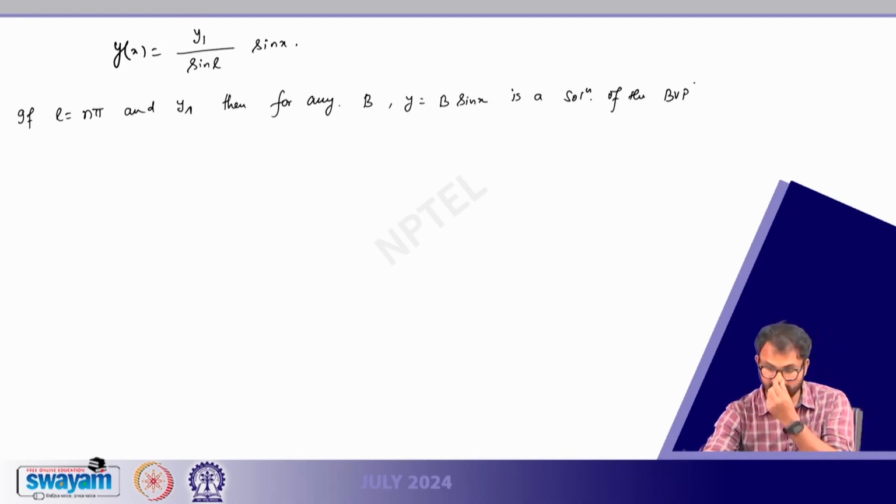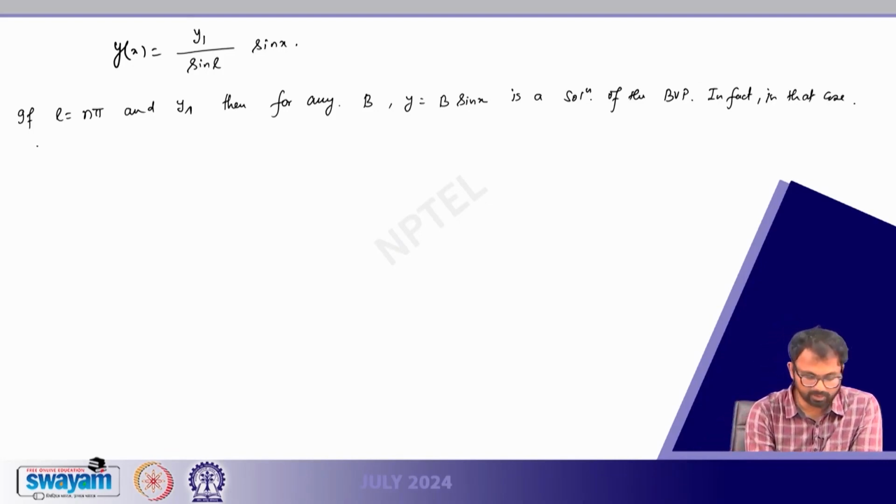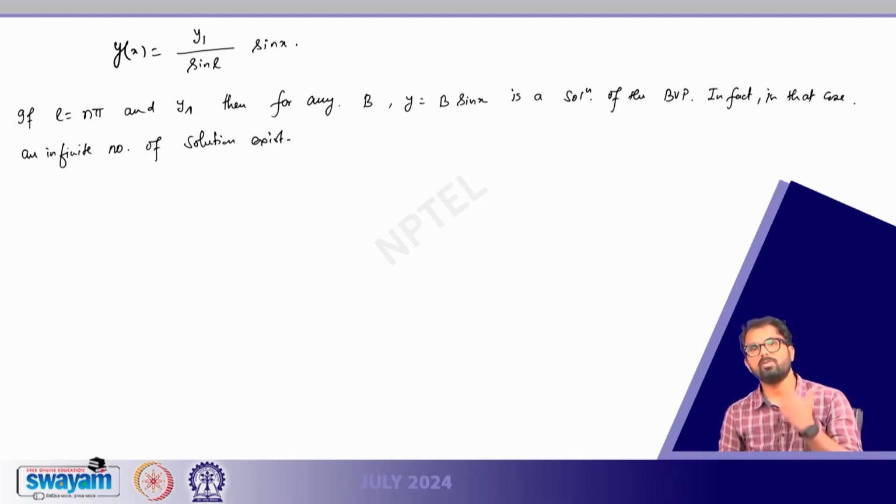In fact, in that case, an infinite number of solutions exist, because you can choose L equals 1, L equals 2, L equals 3, whatever, n equals 1, n equals 2, n equals 3, and so on. So your n is basically an integer. Then in that case you will have an infinite number of solutions, right.